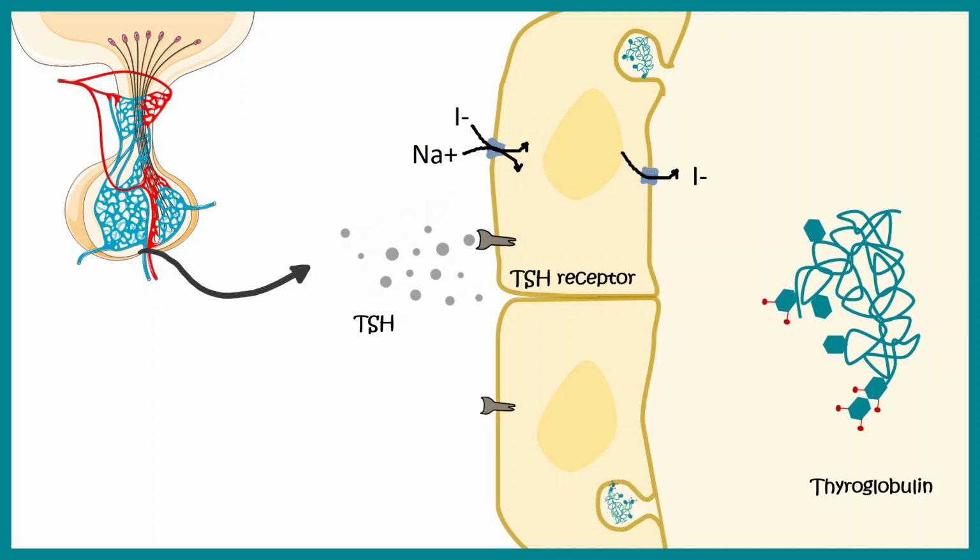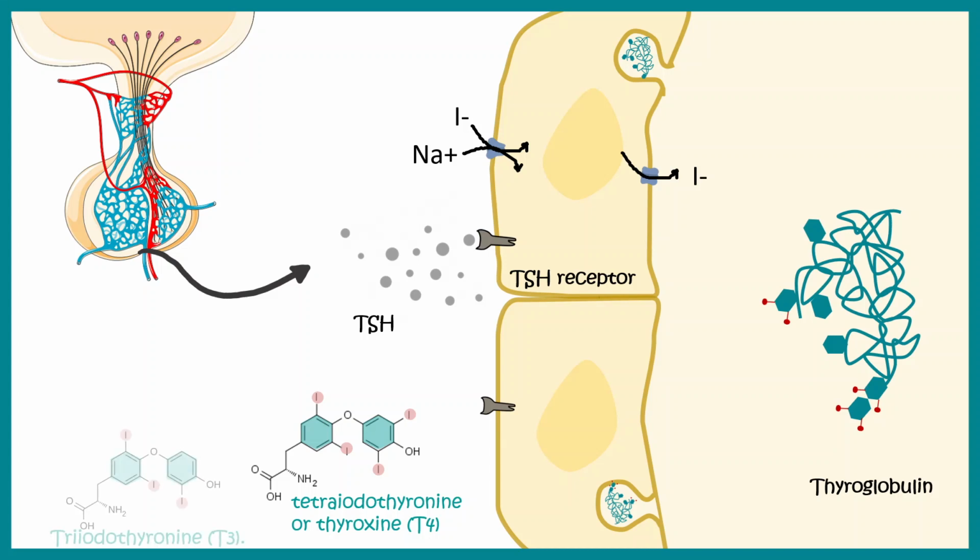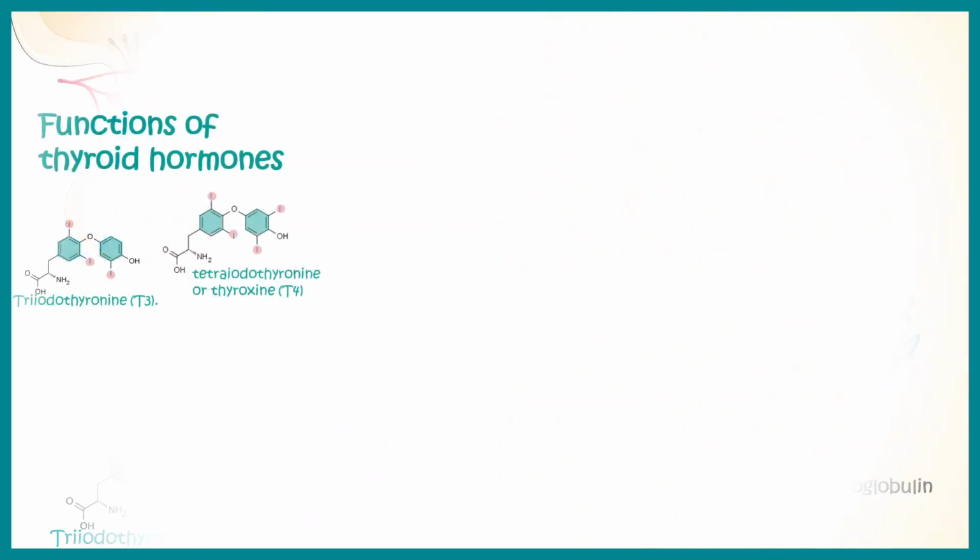And once it is produced, it is taken back inside these thyroid follicular cells and secreted eventually whenever it's required. So there are two hormones which we need to know. One is tetraiodothyronine, which has 4 iodine residues, and there is triiodothyronine, which is generally known as T3, which has 3 iodine residues.